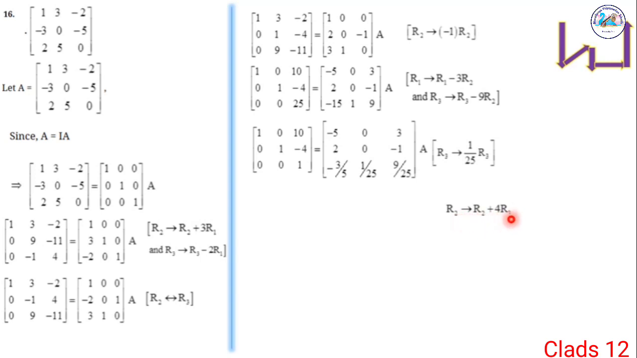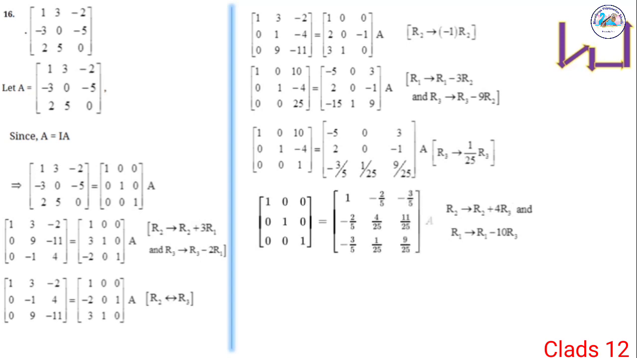R2 changes to R2 plus 4 R3, because if I subtract 4, here minus 4 is there. If I add 4, it becomes 0. If I subtract 10 from here, it becomes 0. That calculation we are doing. R1 changes to R1 minus 10 R3.